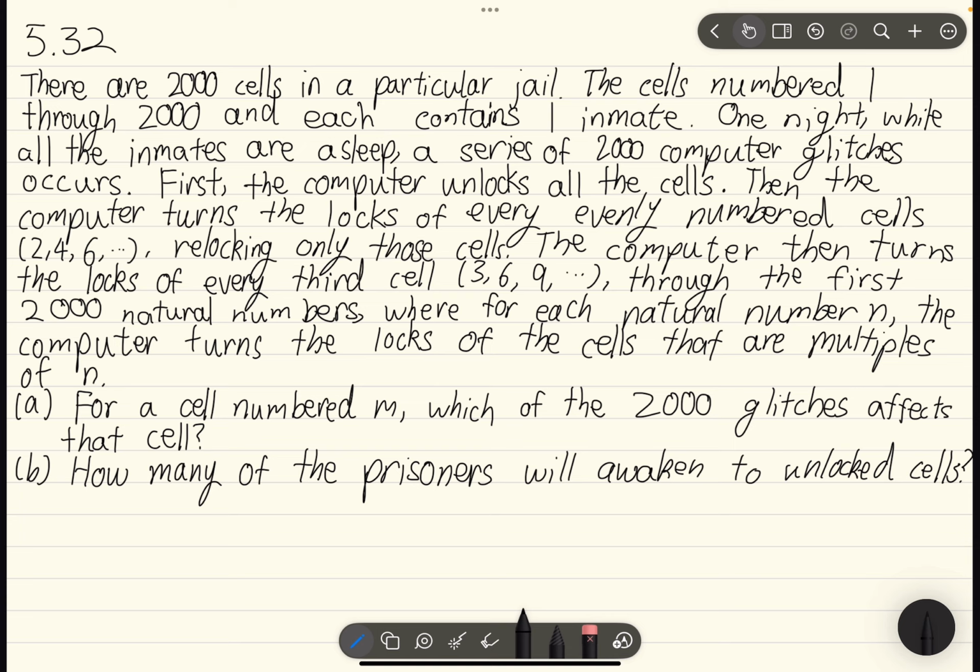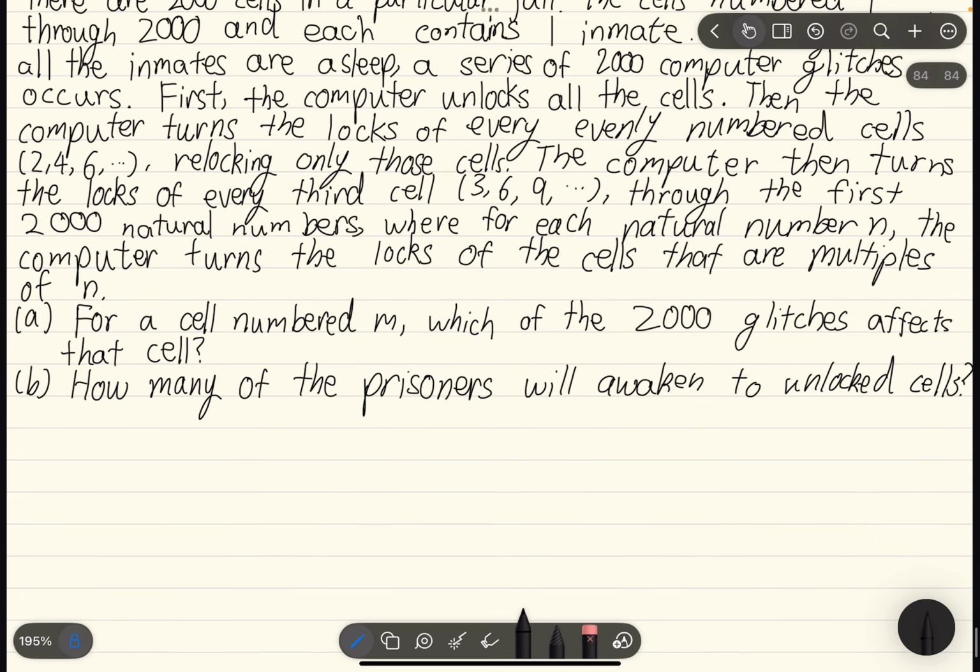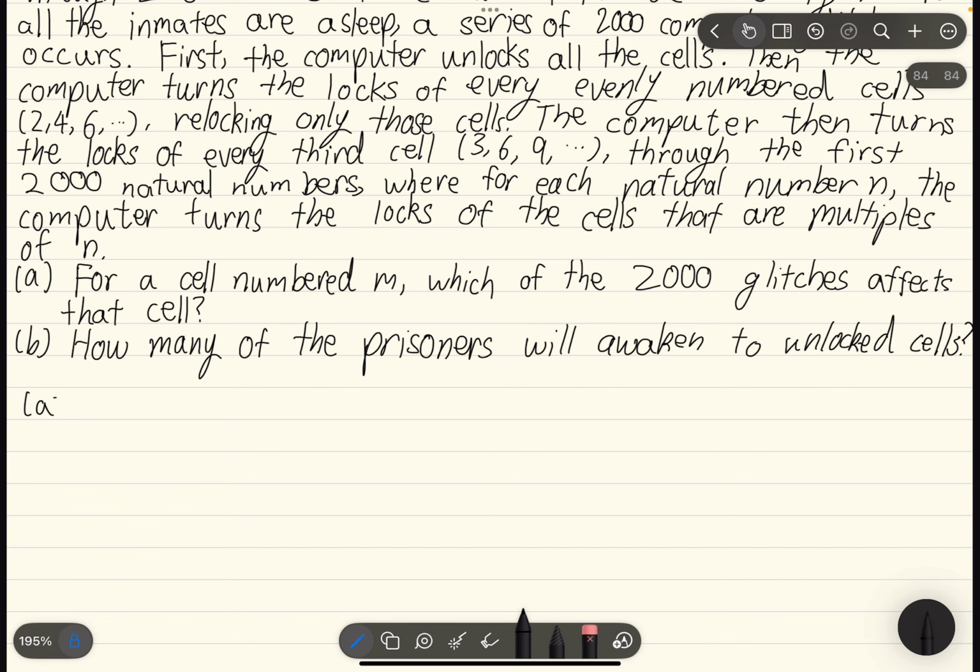Two questions here. A, for a cell numbered m, which of the 2,000 glitches affects that cell? B, how many of the prisoners will awaken to unlock cells? Let's tackle A. So, for a random cell numbered m, which of the 2,000 glitches affects that cell?